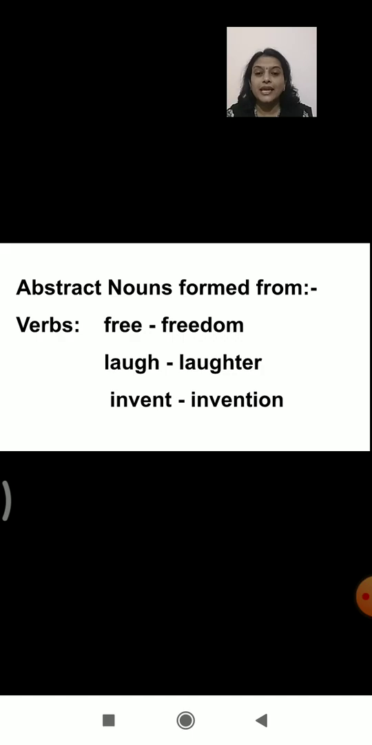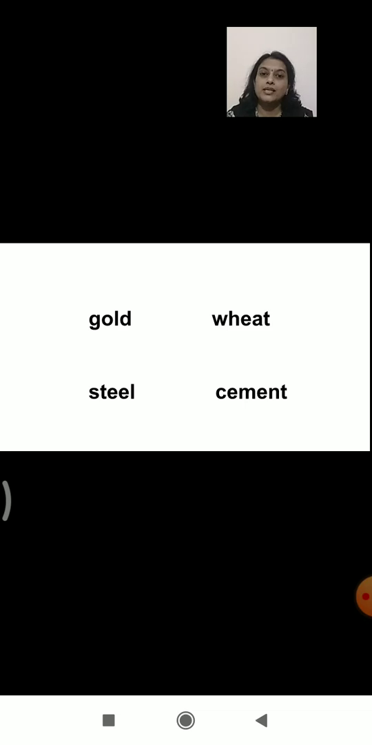Invent, invention. So, in this way, you can form the abstract nouns with the help of adjectives and verbs too. Now, let's move ahead with some more words. Here you can see in front of you. Now, just again you have to read with me.